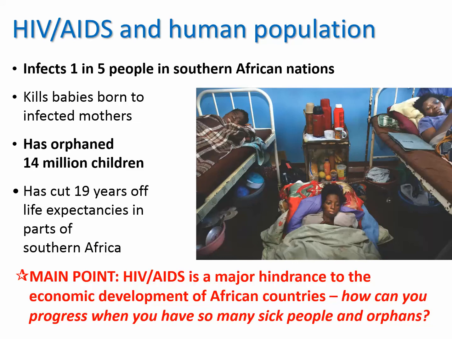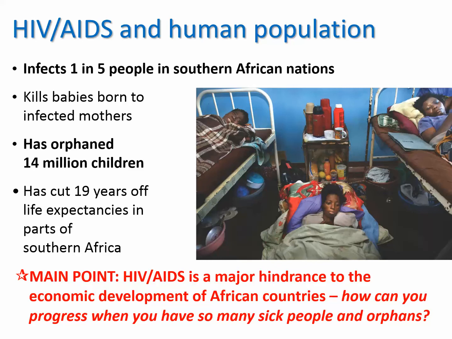And on another note, with Africa, where many of the most impoverished nations are, we see an epidemic of the HIV virus causing AIDS. And AIDS infects 1 in 5 people in southern African nations. 1 in 5, that's a huge number. It kills babies born to infected mothers. It has orphaned 14 million children because their mothers die. And it has cut 19 years off of life expectancies in parts of southern Africa.